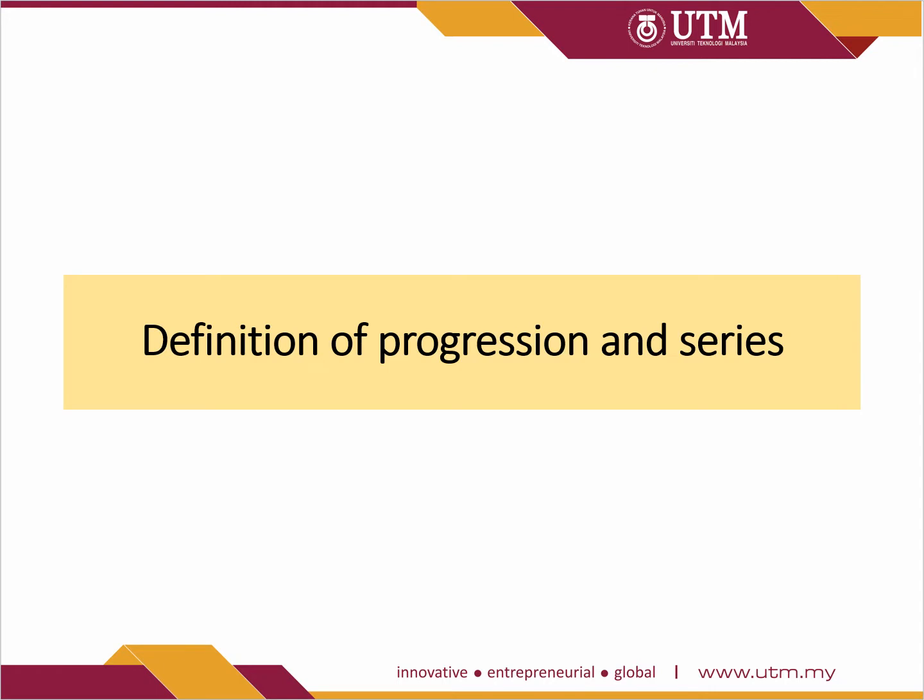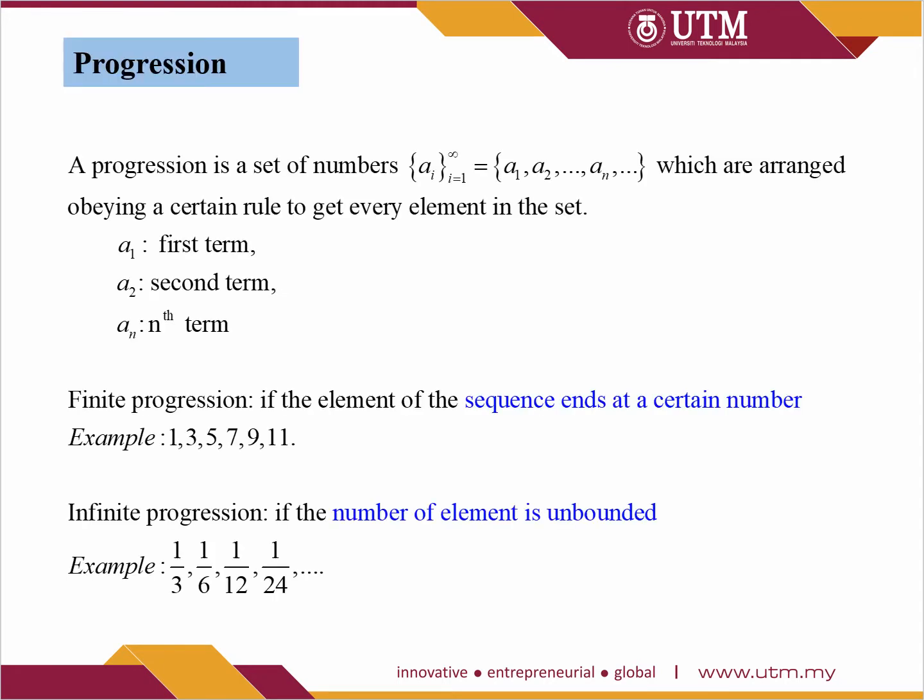First one is the definition of progression and series. So a progression is a set of numbers given as a_i, where i equals 1 up to infinity. If we expand this, since i starts from 1, you will obtain a1, a2, up to an, up to a infinity, which are arranged obeying a certain rule to get every element in the set, where a1 is the first term, a2 is the second term, and an is the nth term.